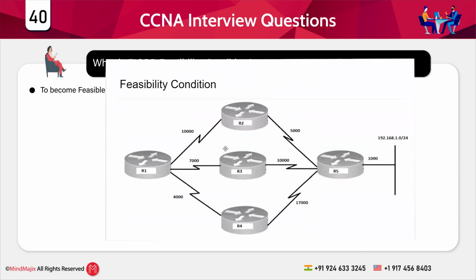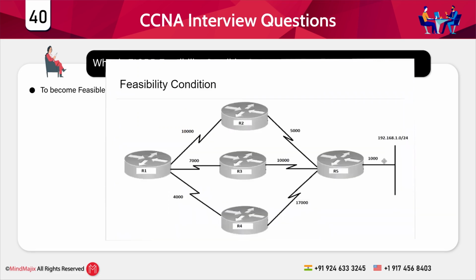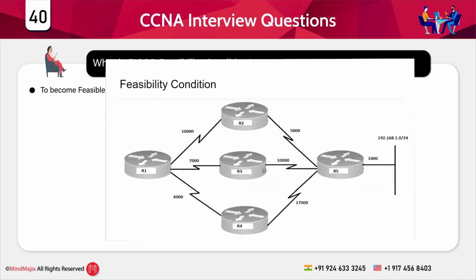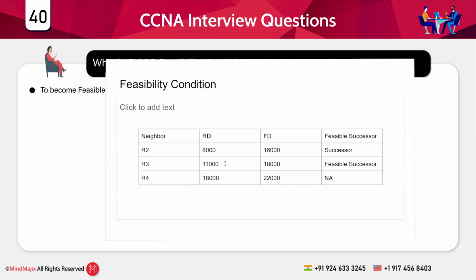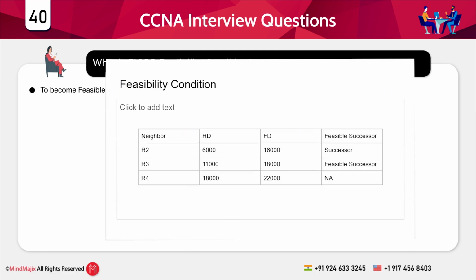So you can see here the reported distance from R2, R3, and R4. The reported distance from R2 is 6,000, as you can see, 5,000 plus 1,000 is 6,000, right? Reported distance from R3 is 10,000 plus 1,000, that is 11,000, right? And reported distance from R4 is 17 plus 1 is 18,000, right? So the lowest one is 16,000.